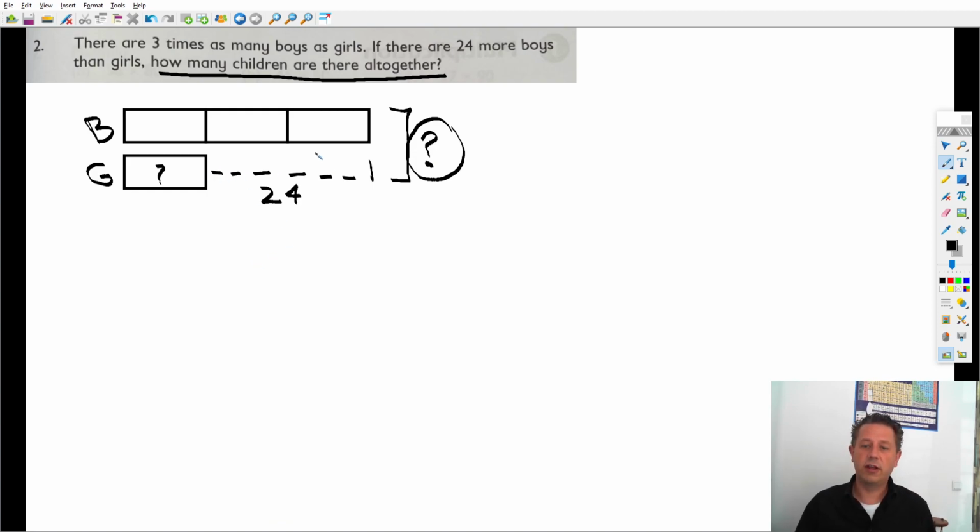Okay, so then we're going to take a look. What can we do? Well, we got this 24 here, and this 24 represents 2 of the blocks. So you know what? My first equation might be something like 24.